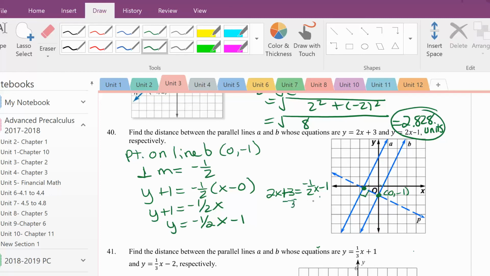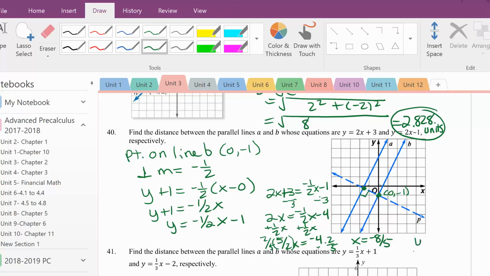So subtract 3. So you get 2x equals negative 1/2 x minus 4. And then you add 1/2 x to both sides. So it gives you 5/2 x equals negative 4. Then you multiply by 2/5. So you get x equals negative 8/5.